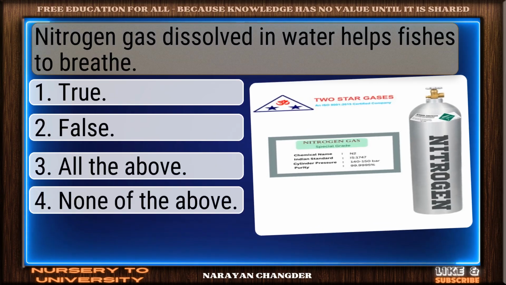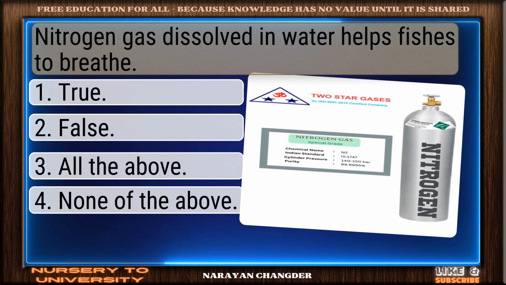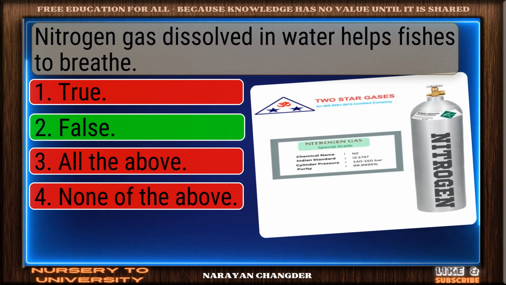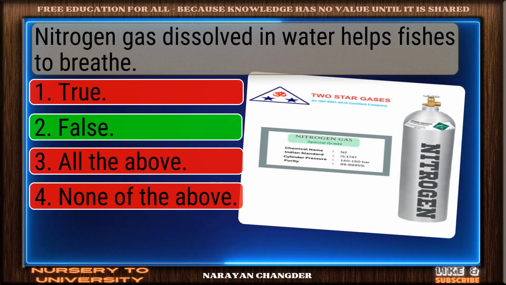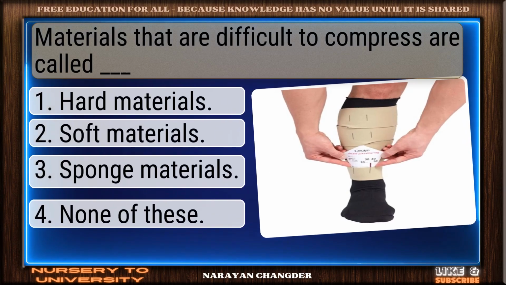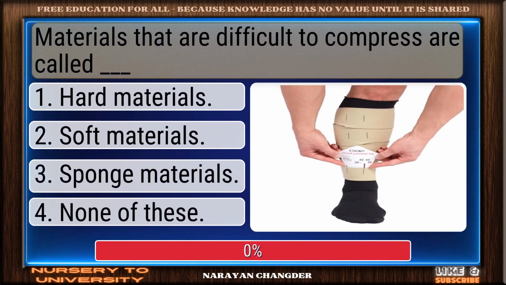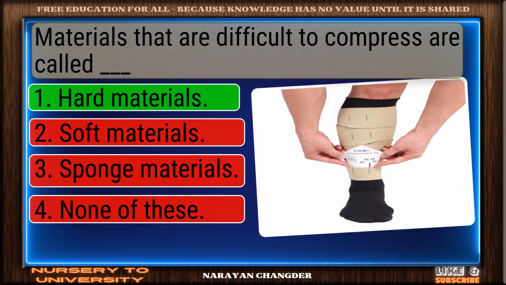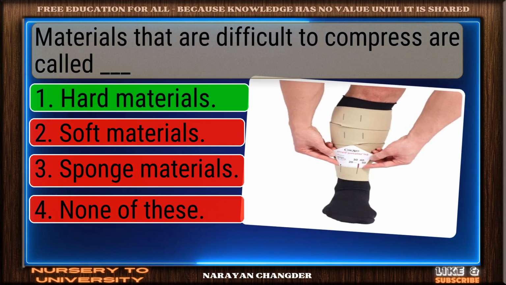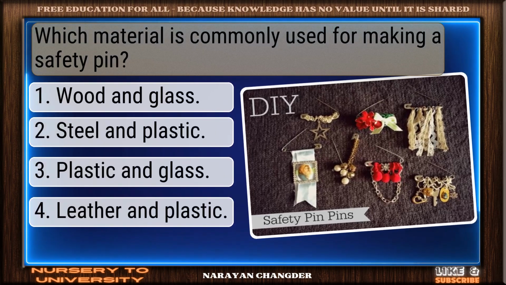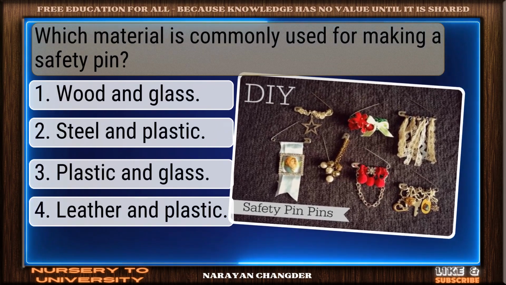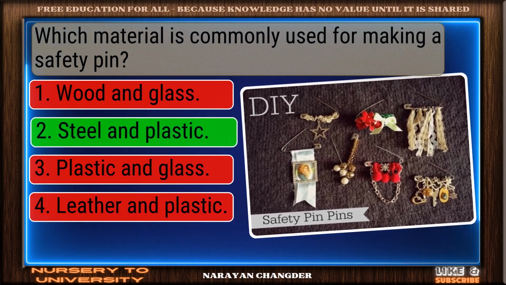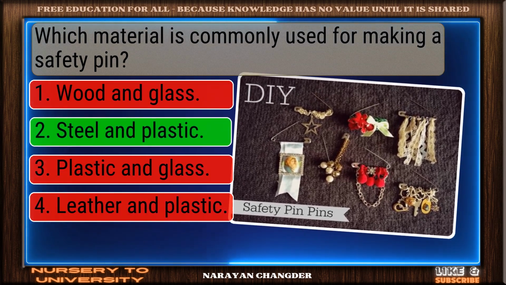Nitrogen gas dissolved in water helps fishes to breathe. Sharp thinking. False is the right choice. Materials that are difficult to compress are called dash. Smart move. Hard materials is an accurate answer. Which material is commonly used for making a safety pin? On track. Steel and plastic is the correct answer.